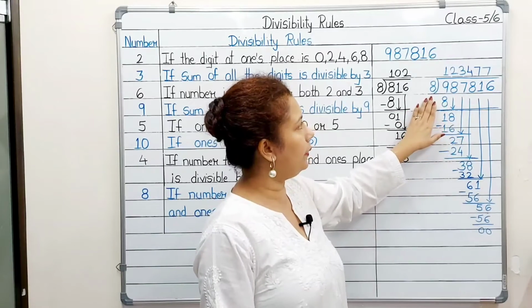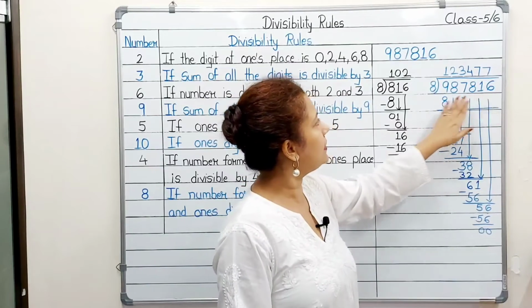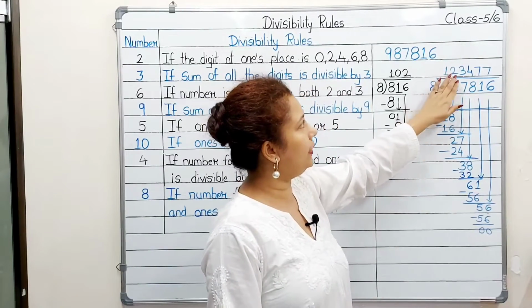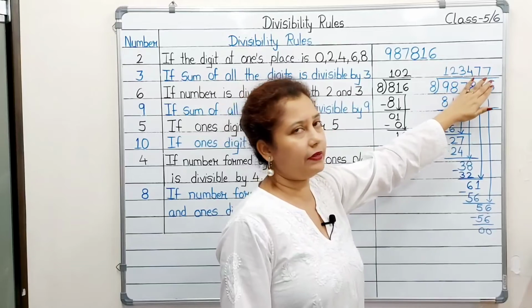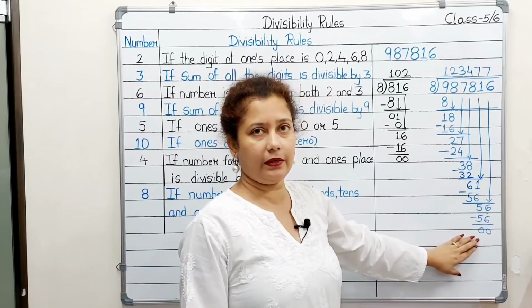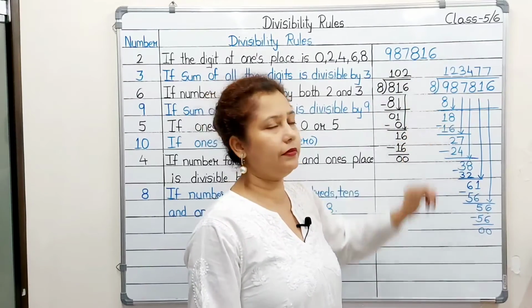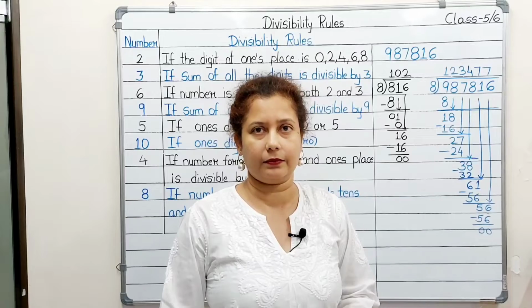So here when we divide 987816 by 8, we get 123477 as the quotient and 0 as the remainder. That means this number is completely divisible by 8.